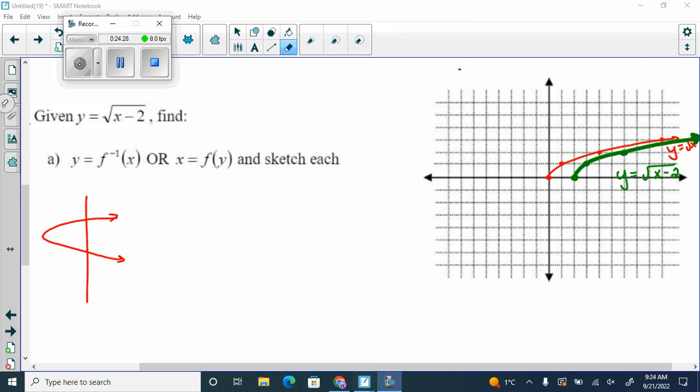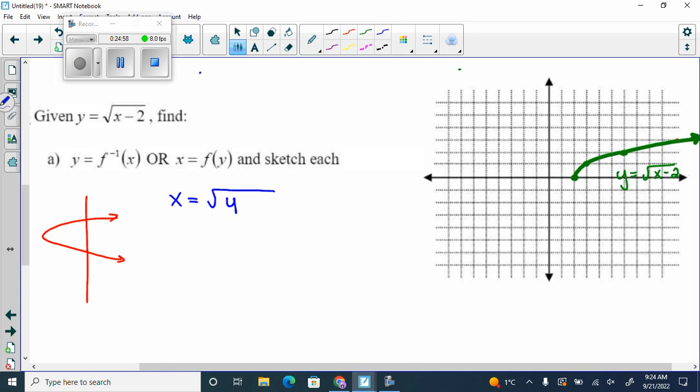So, we have this green graph because we drew the red one and then moved it, right? This is where we're sitting. Now, they want us to sketch x equals f of y. Now, watch this. If we actually do the equation of it, we're going to go x equals square root y minus 2. We agree? If we're trying to find x equals f of y, that's just a fancy way of them telling you to find the inverse. So they're telling you to swap the x's and y's.